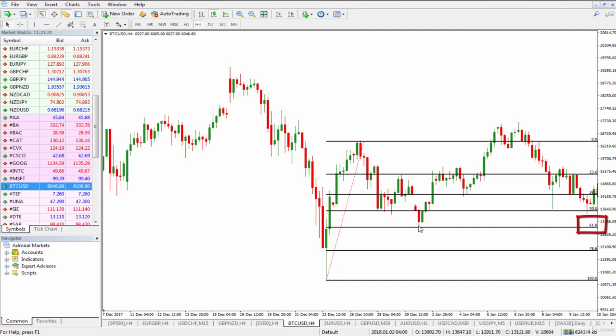Okay, check out the rules that we received with this lesson. In the next lesson, we will talk about the Fibonacci retracement levels.